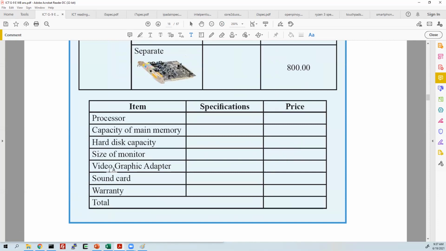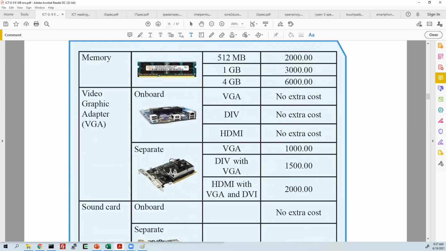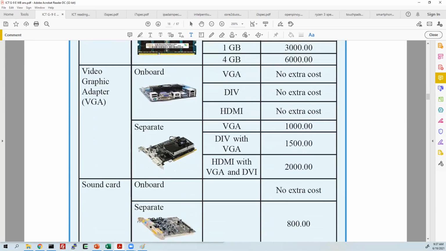The next thing that we are going to select is a video graphics adapter we call VGA, right? So that means video adapter we are going to select. So let's start. Now, video adapter, there are two types. First of all, video adapter you can have on board, right? Now, if it is an onboard one, if it is VGA, DVI, HDMI, there's no additional cost because once you purchase the processor and the motherboard, usually you will get it, right?